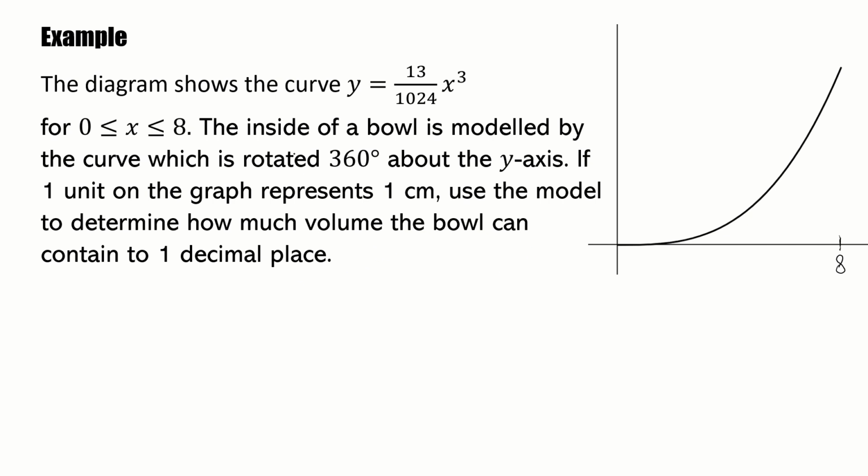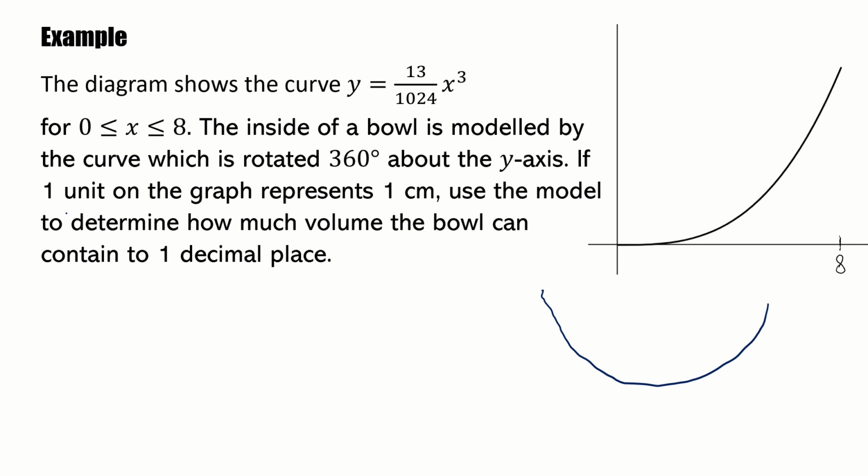So there you go. So we've been given an equation of a curve. They're telling us the inside of the bowl is modeled by the curve, and it's being rotated 360 degrees about the y-axis. Now straight away that makes sense, because if you view this curve as the cross-section of a bowl, if you rotate it about the y-axis, that means the full cross-section is then looking like this from the side, which makes sense because that looks kind of bowl-shaped.